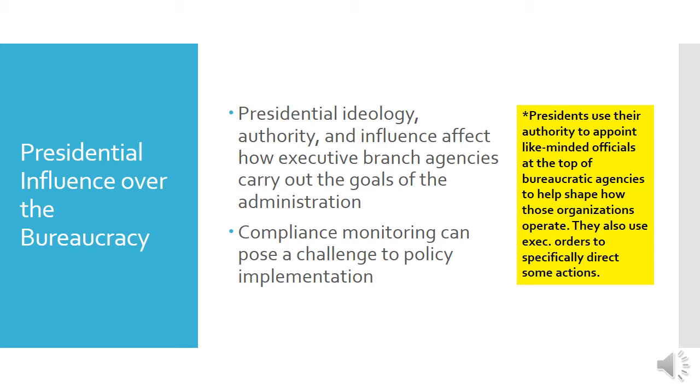And so one of the ways that presidents do that is by appointing, at the very tops of these agencies, the positions that they do have the power to fill directly through political appointments. They're going to pick people that are like-minded, that share their policy positions and preferences at the top of these agencies to help shape how the organizations operate. They also are going to use executive orders to specifically direct different elements within the bureaucracy on how they want things interpreted and implemented. And so presidents also are going to want to make sure that the bureaucracy is falling in line with the things that they want them to be doing.